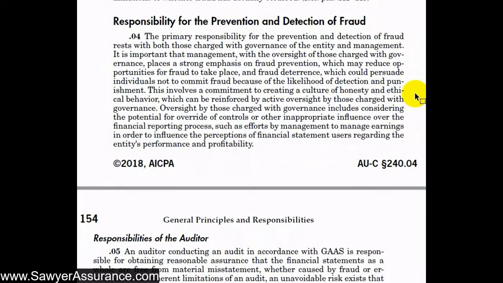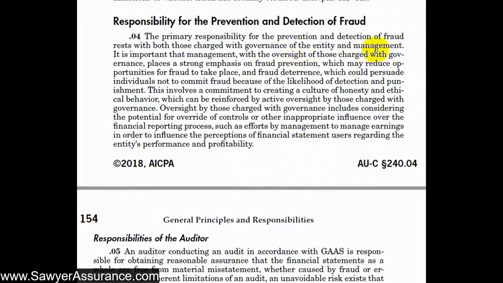As we've seen in other AUC sections, as well as this one, the responsibility for the prevention and detection of fraud is that of management and governance of the entity. It's not the auditor's responsibility to prevent or detect fraud. We saw in other areas of GAAS that our responsibility is to detect material misstatements that could be due to fraud, but not necessarily to detect fraud directly.